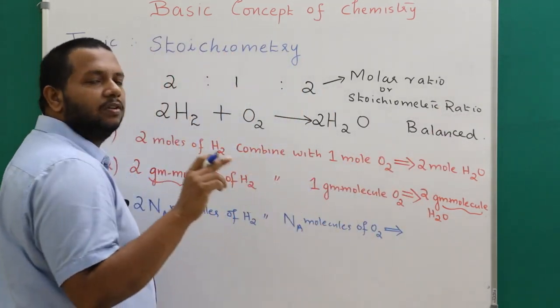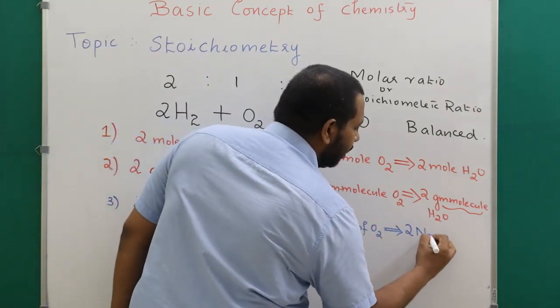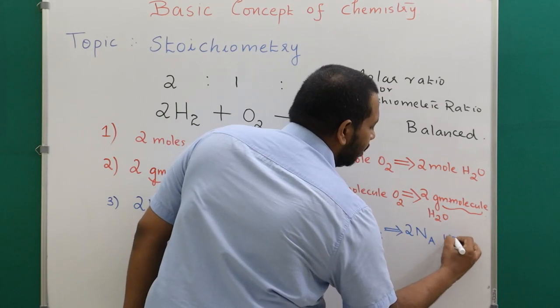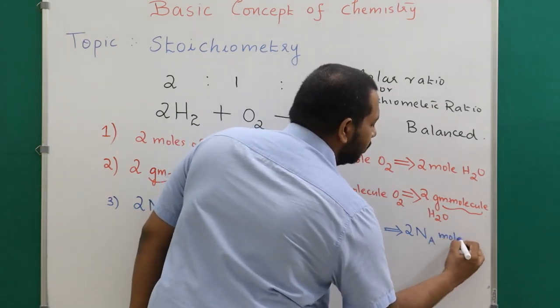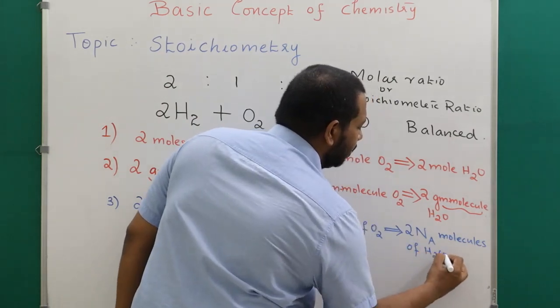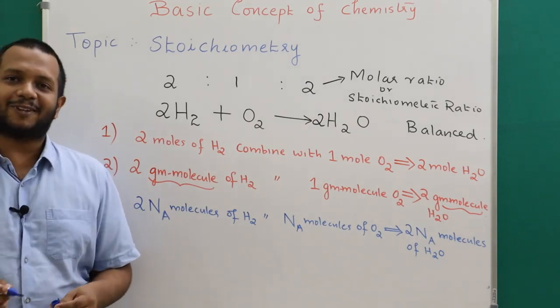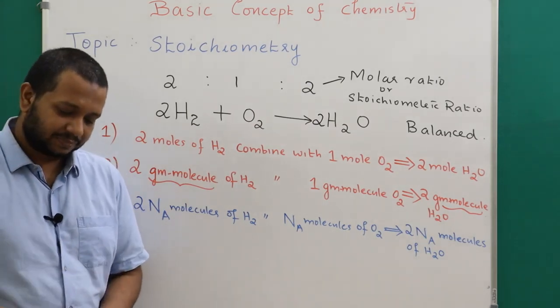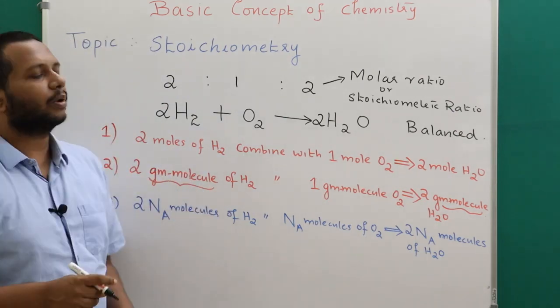2 moles of water means 2 into Avogadro number of molecules of water, so 2 Na molecules of water. Now I have represented it in the third format. What is the fourth format? You can represent it in terms of mass, correct? So in terms of mass, how will you write this?